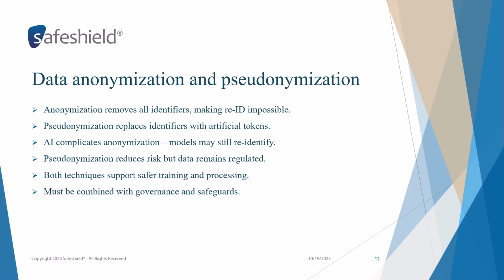Two common techniques for protecting privacy in AI systems are anonymization and pseudonymization.